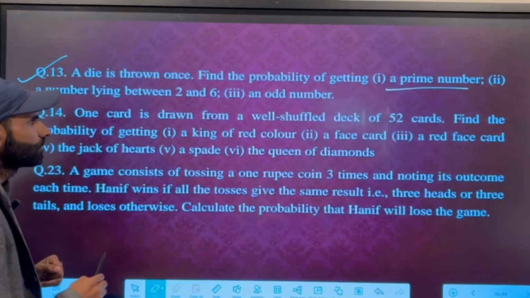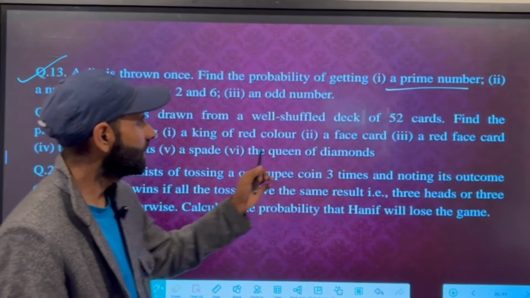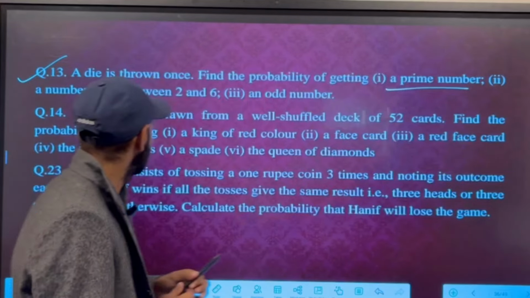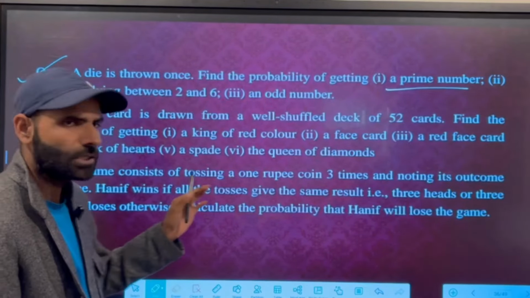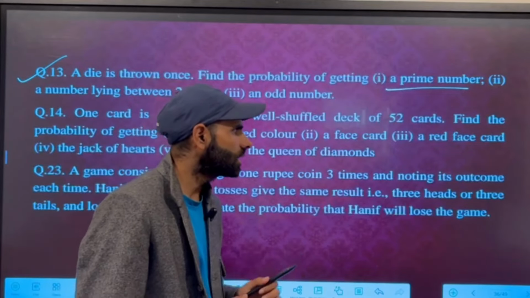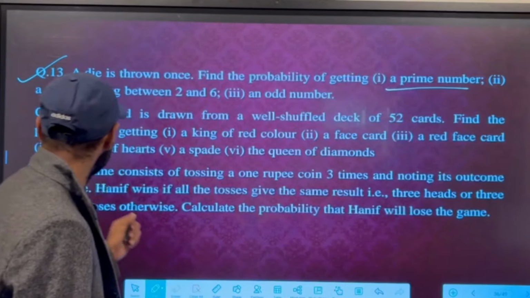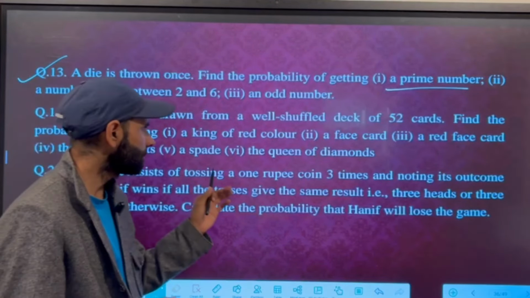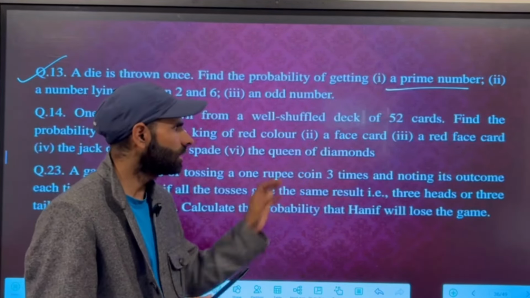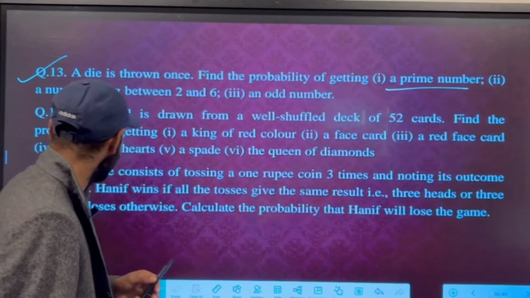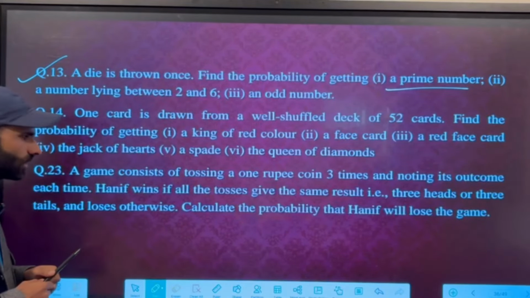Question number 14. One card is drawn from a well shuffled deck of 52 cards. Find the probability of getting a king of red color, a face card, a red face card, the jack of hearts, a spade, the queen of diamonds. Some parts may be asked from this question. Last question is question number 23.